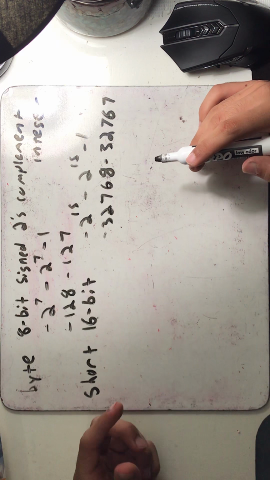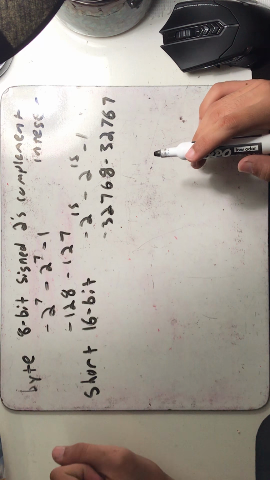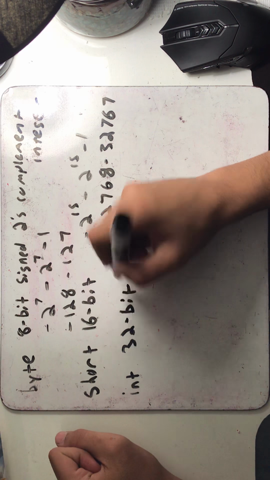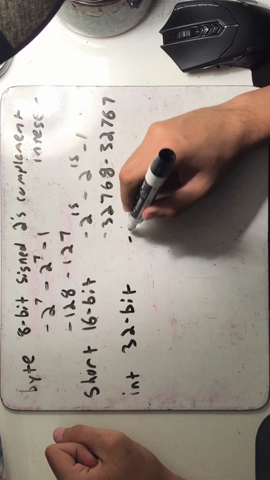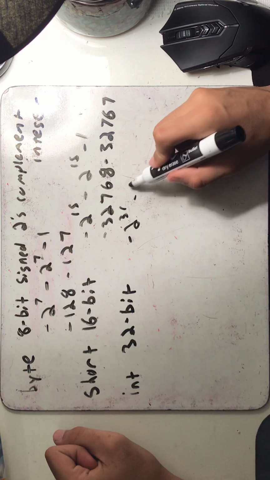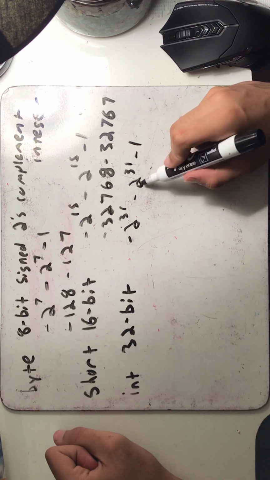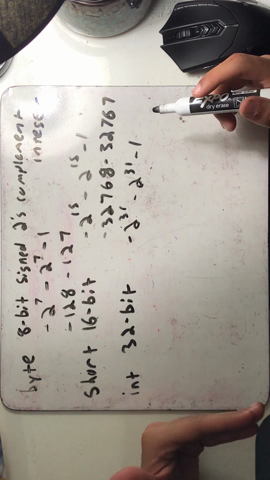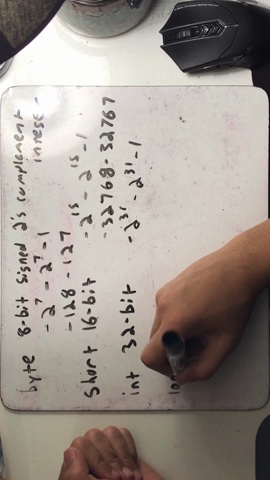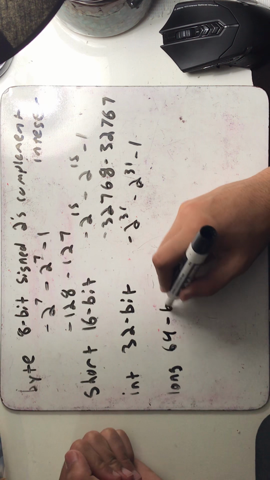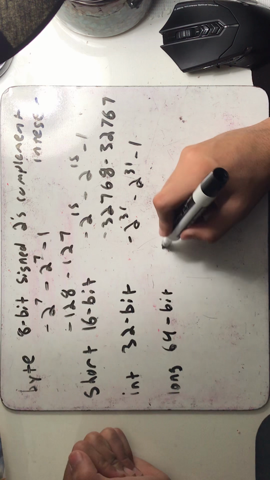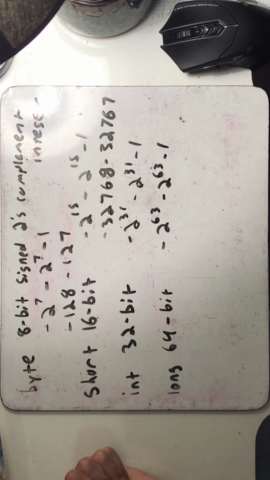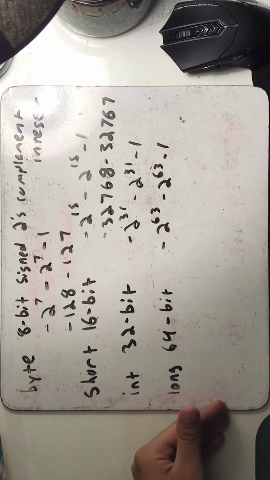The next data type, which is commonly used for integers, is, you guessed it, the int. It is a 32-bit 2's complement integer, which goes from, you guessed it again, negative 2 to the 31st to 2 to the 31st minus 1. I'm not going to evaluate it because it's too huge a number. The next data type is a long, which is a 64-bit 2's complement integer, and it goes from negative 2 to the 63rd power to 2 to the 63rd power minus 1. And these are all the integer data types.